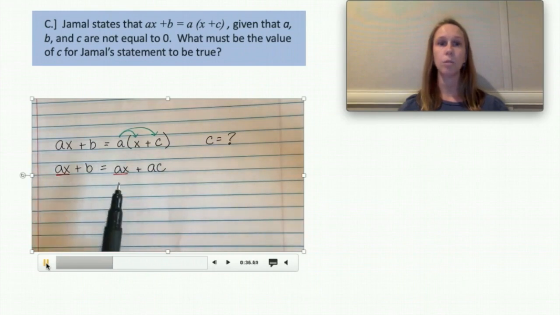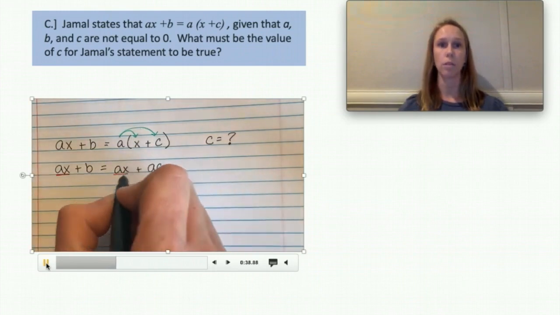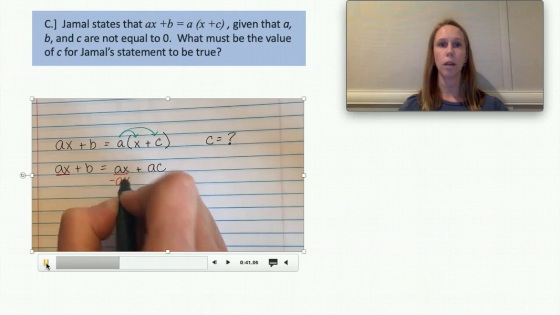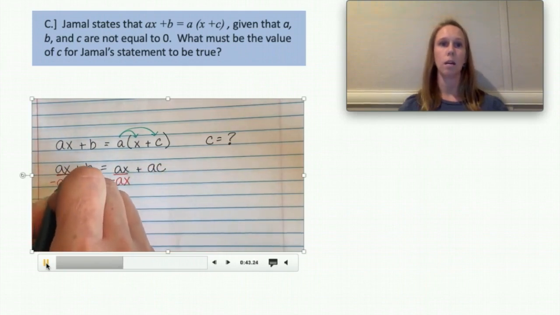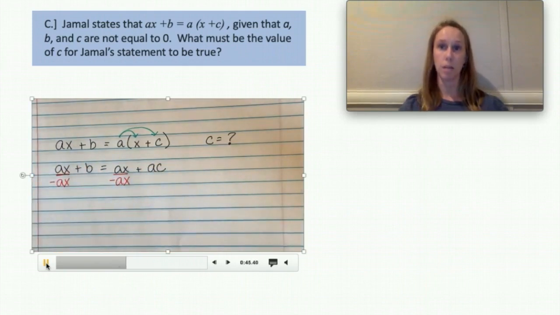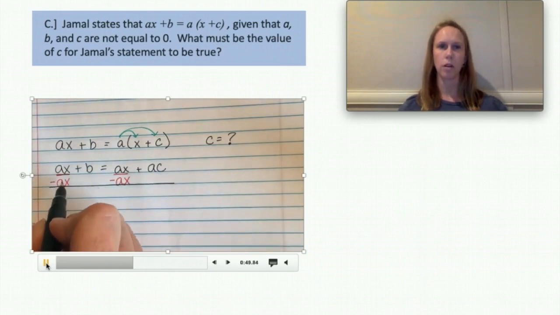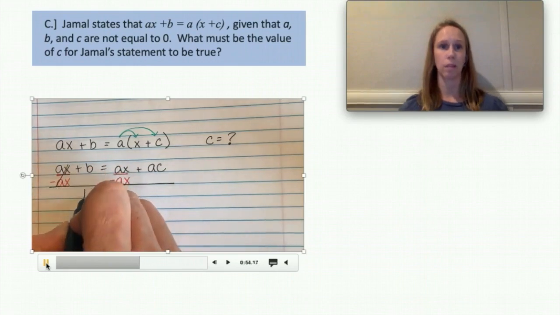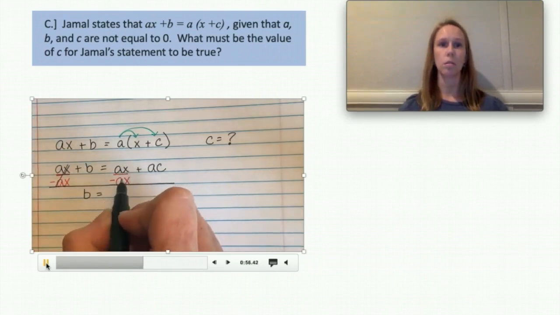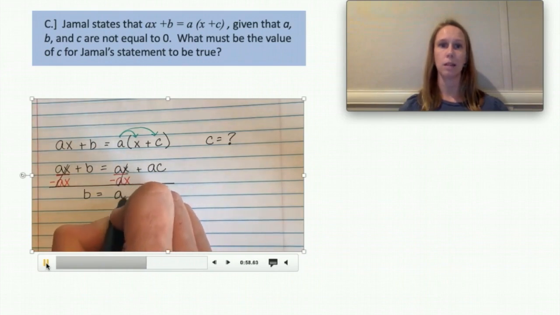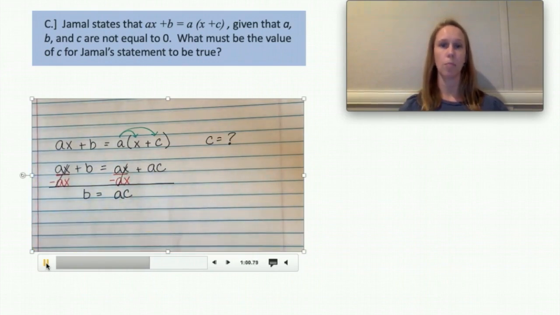I notice I have 2 like terms, a times x, on both sides. So I can subtract it from one side, and do the same thing to the other side to keep my equation balanced. And in both cases, you might notice they're going to cancel out. So a times x minus a times x is nothing. I'm left with b equals, here again, a times x minus a times x is nothing, and I bring down the a times c.